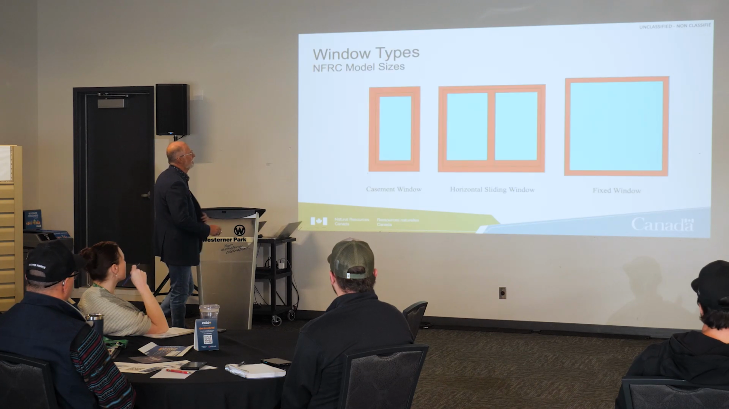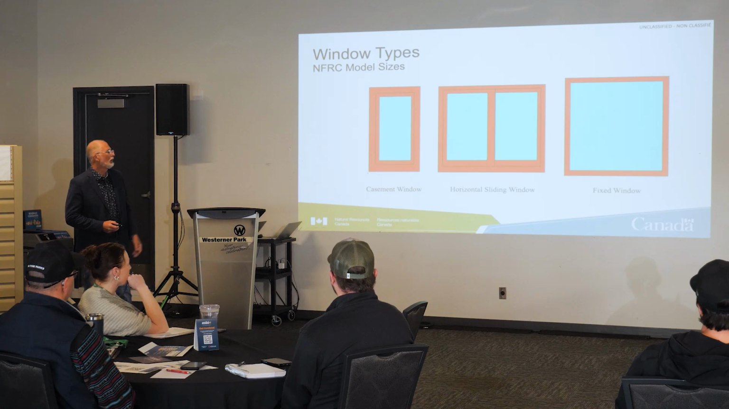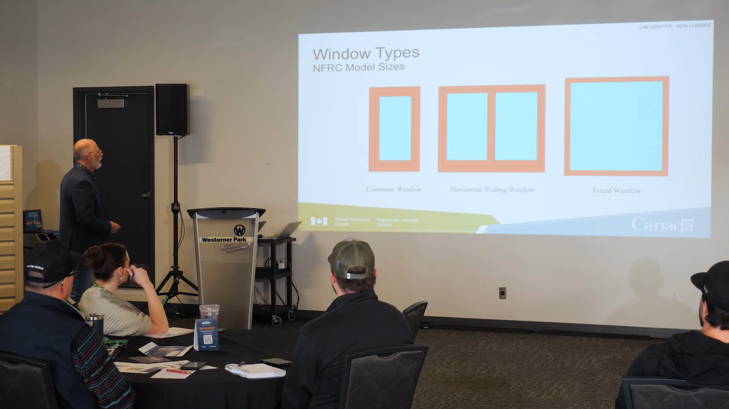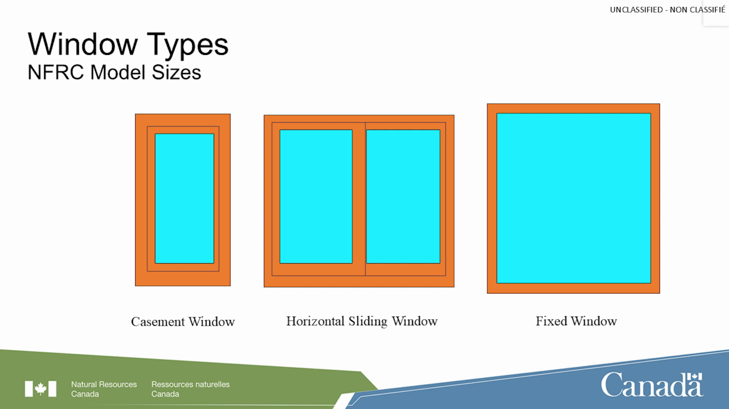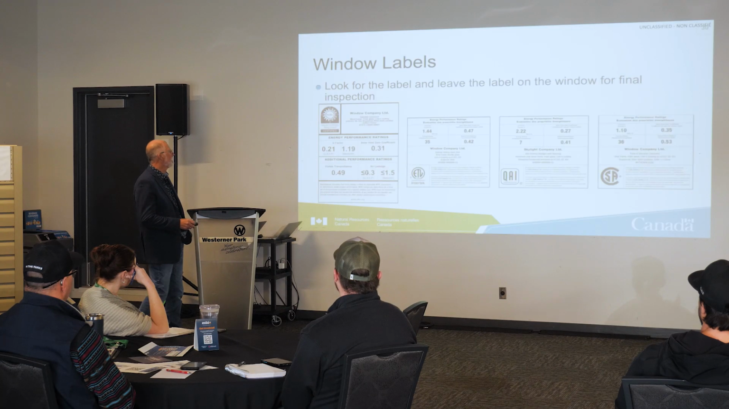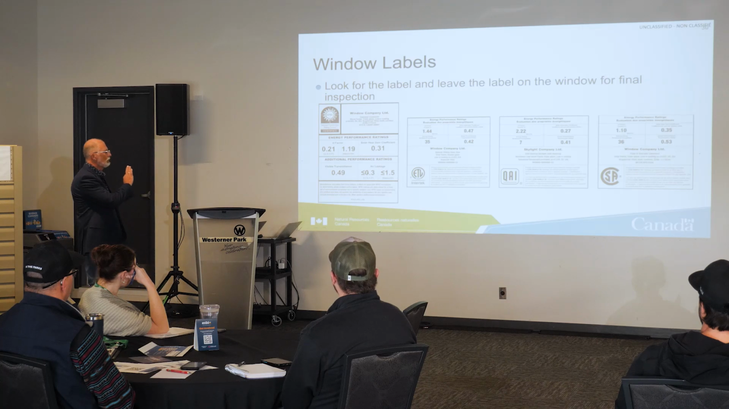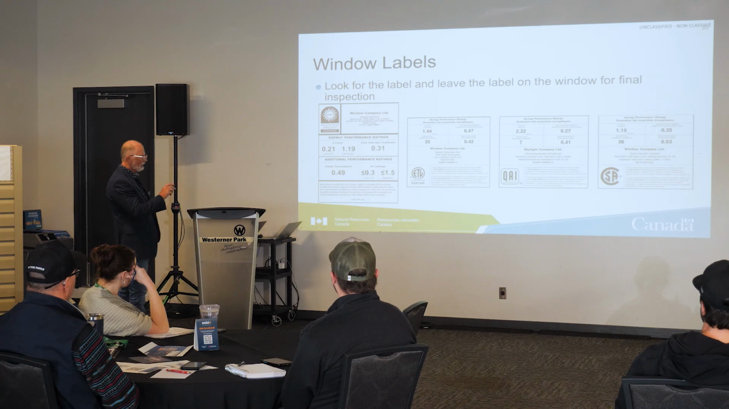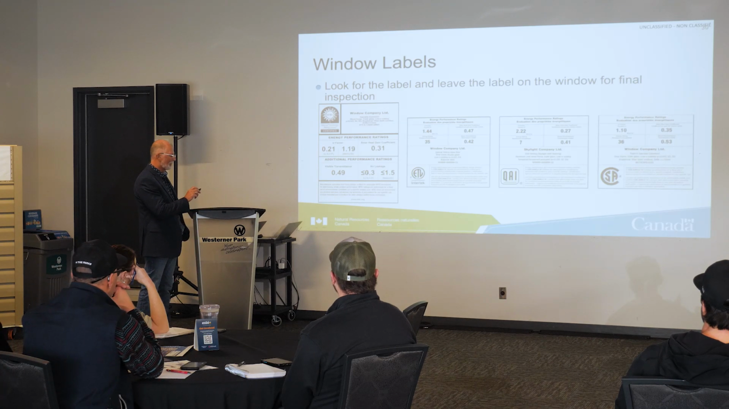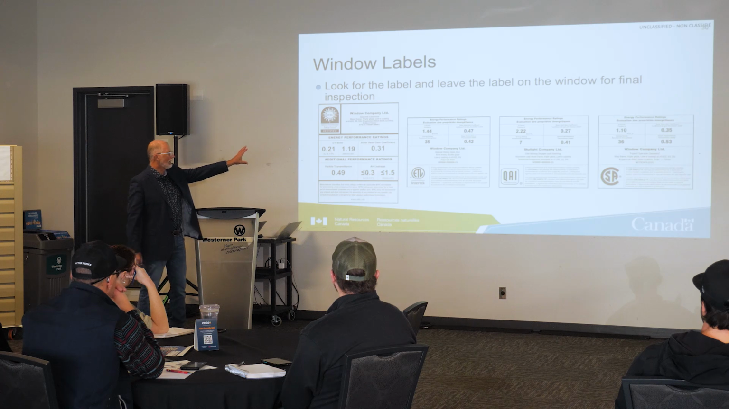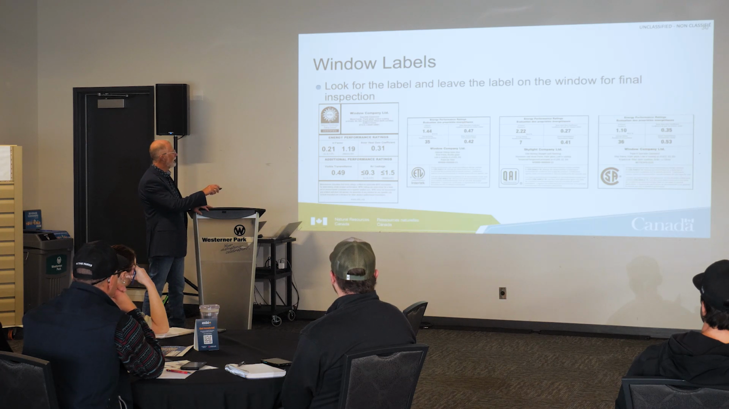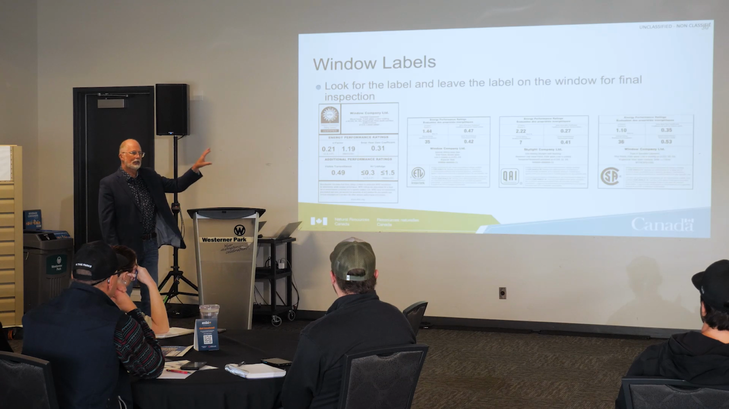Excellent. All right. We all know kind of what the window styles and sizes are. I'm not going to spend a lot of time on this: horizontal sliding, casement, fixed windows. But when we get into window labels, these are important things that we should understand. So what would you look at? If I walk into the house and look at this label, what are the things listed here?